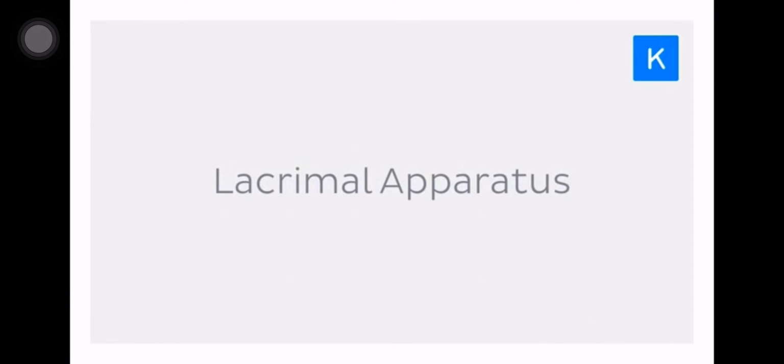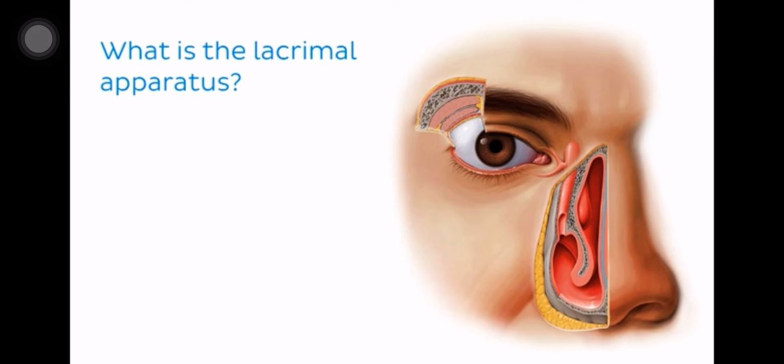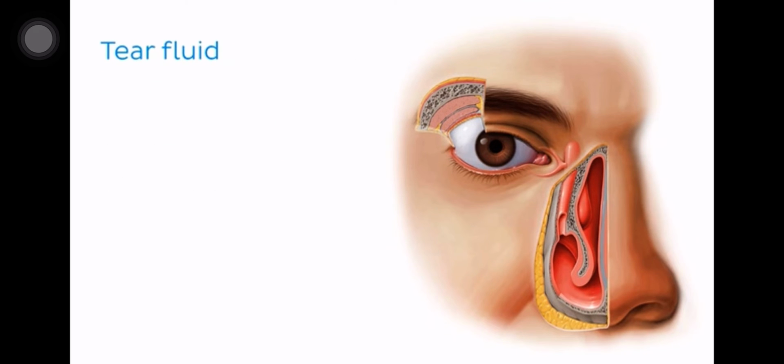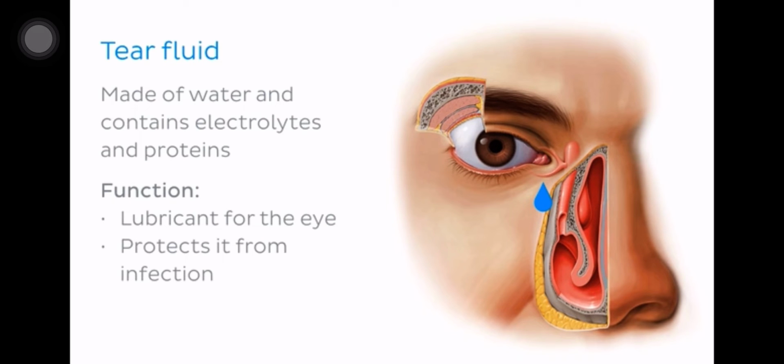The answer lies in the lacrimal apparatus, and lucky for you, that's what we're going to talk about in this video. Before we jump into the anatomy of it all, let's talk about what the lacrimal apparatus actually is. The lacrimal apparatus is a group of structures responsible for generating tears and collecting and draining the tear fluid. The tear fluid is made up of water and contains many electrolytes, proteins, and more. It functions as a lubricant for the eye and protects it from infection.